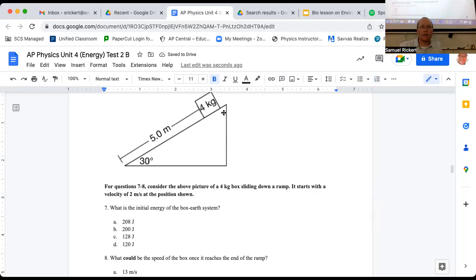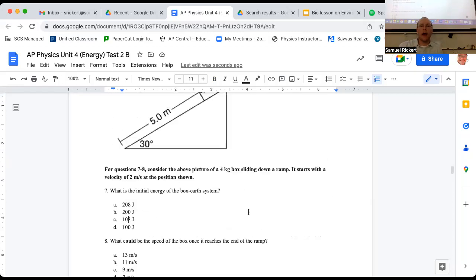So 2.5 times 4 is 10 times 10, so 100 joules, right? Okay, but if the height was 3, then it's 120 joules. Oh, just kidding. 108? Yeah. 128 is the answer for the 37 degrees.